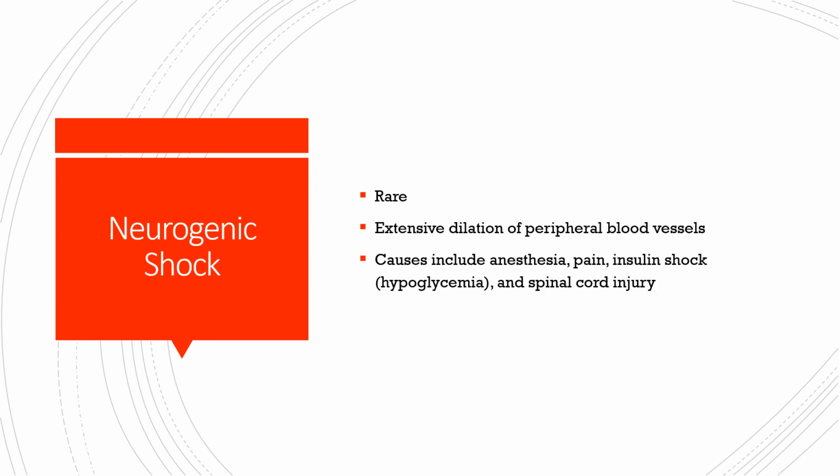Neurogenic shock is pretty rare, but it occurs due to nervous system injury or dysfunction that causes extensive dilation in peripheral blood vessels. Causes include spinal cord injury, general anesthesia, fever, metabolic disturbances, and brain contusions and concussions. Signs and symptoms include hypotension, altered mental status, and during the early phases, bradycardia and warm, dry skin. And as the shock progresses, tachycardia and cool, clammy skin develops.